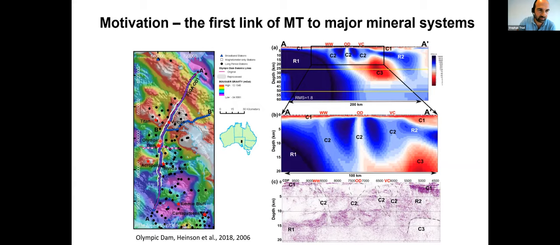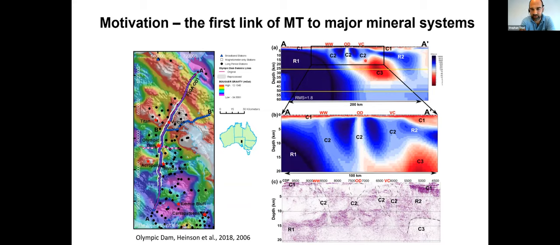Over the years, Graham has collected more and more MT data across it, with these stunning results of cross sections here of that 2D profile, where you can see really the entire lower crust and upper mantle is lit up. And then you see these really nice connections up to the surface, right where Olympic Dam is, that's OD, and there are two other prospects, Wilgena Hill and Vulcan, which also have very discrete pathways coming up.